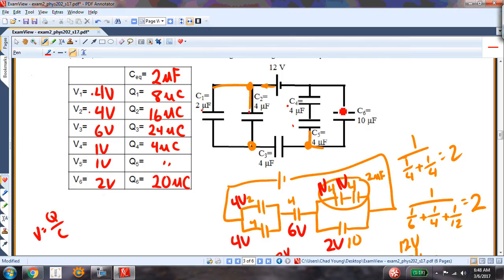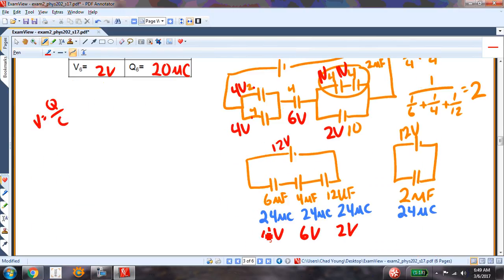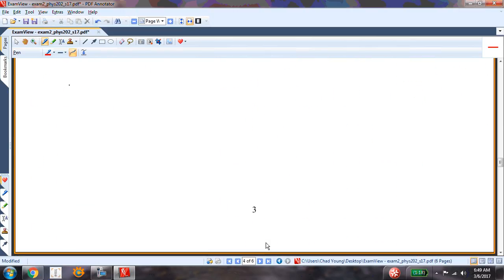Notice that these 20 and 4 add up to equal 24, which was the same as the charge here. And likewise, 8 and 16 here and here also add up to 24, because we didn't really use this rule, but the charges on parallel capacitors add up to equal the total charge. And that's it for that question.